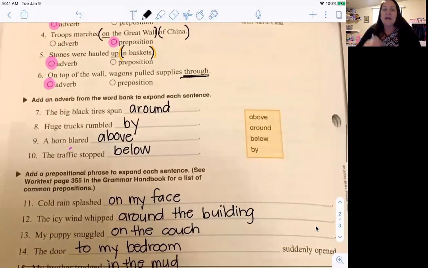So let's look at the second part, 7 through 10. It says add an adverb from the word bank to expand each sentence. 7, the big black tire spun around, because tires spin around and around. 8, huge trucks rumbled by. Trucks, not tracks, trucks rumbled by. Number 9, a horn blared above. And 10, the traffic stopped below.